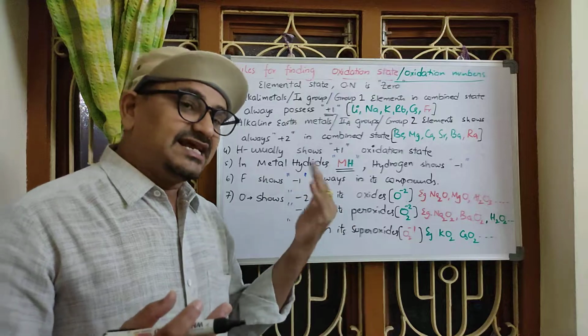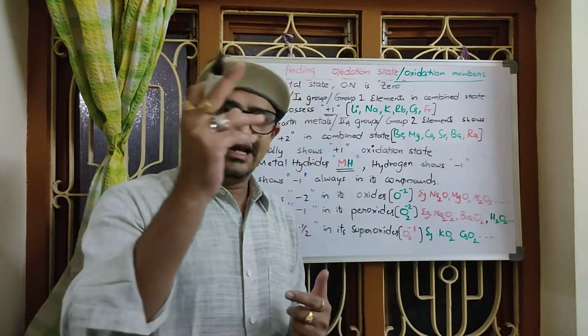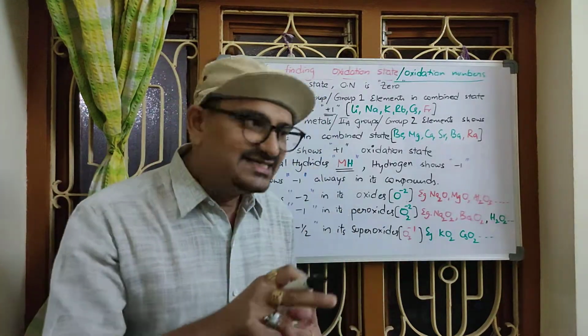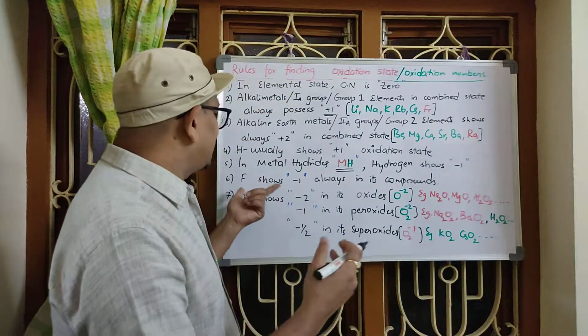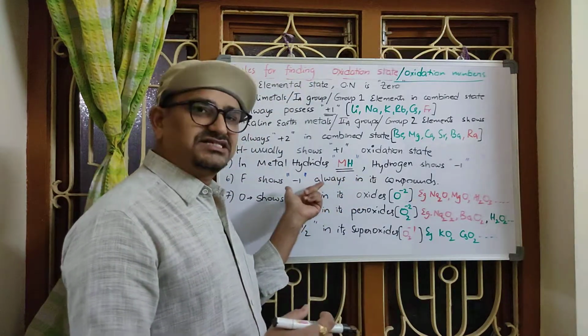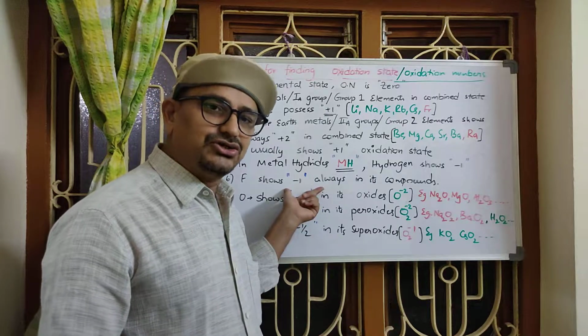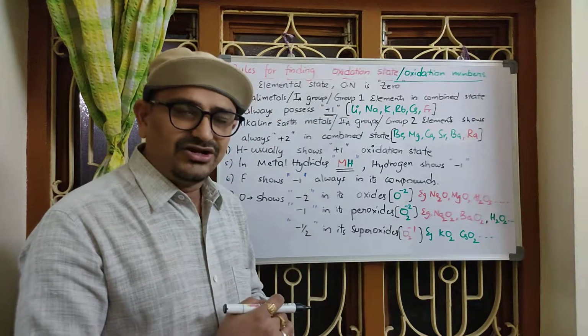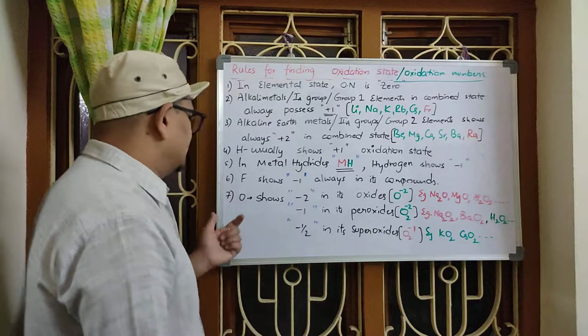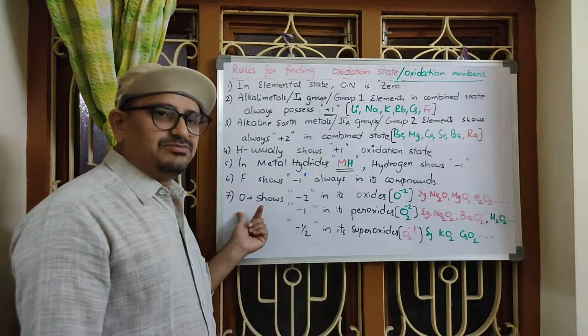Of course, in its native state F2, any element possesses 0 oxidation number. But other than the native state, in its combined state, means in its compounds, fluorine shows -1. Are you following? Next, when it comes to oxygen, this is the most important point.